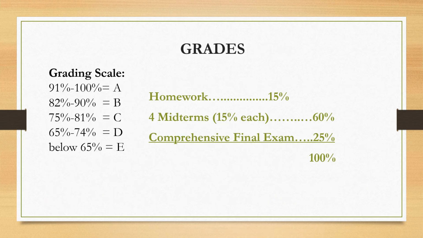This is how your grades are calculated. Your homework is 15%. The 4 midterms will be a total of 60% of your grade. The comprehensive final is 25%, and here's the grading scale.